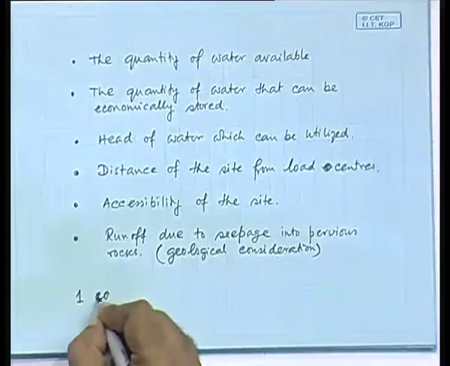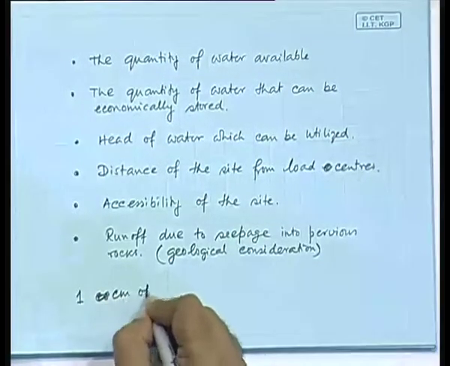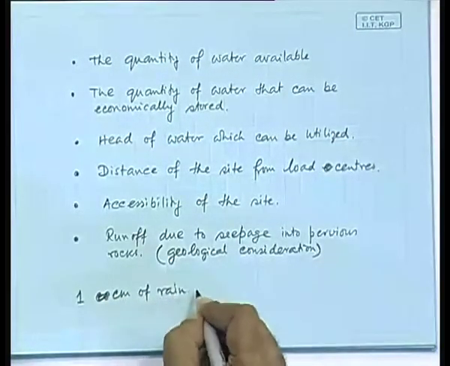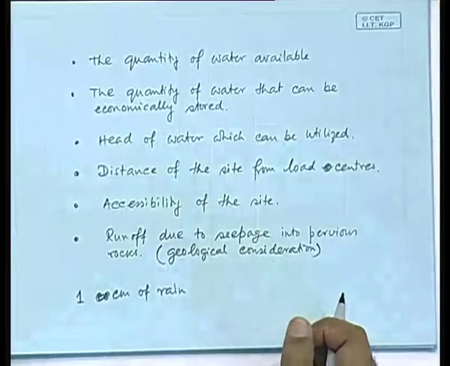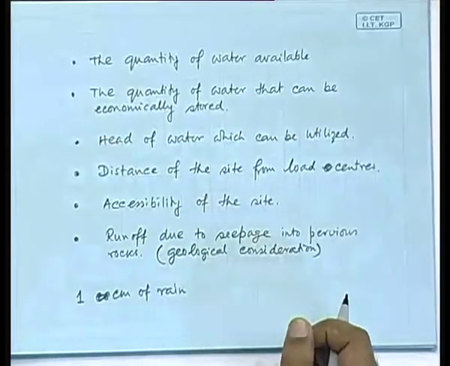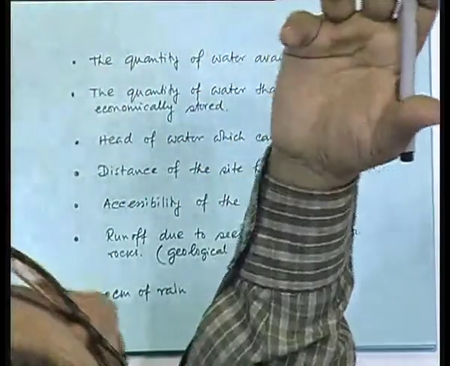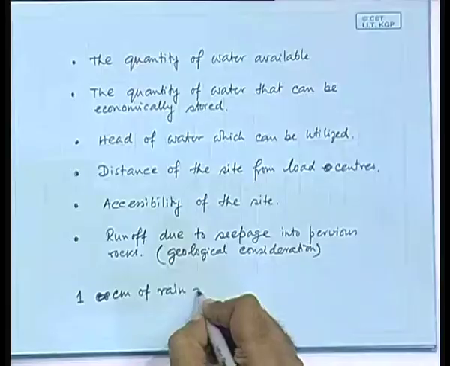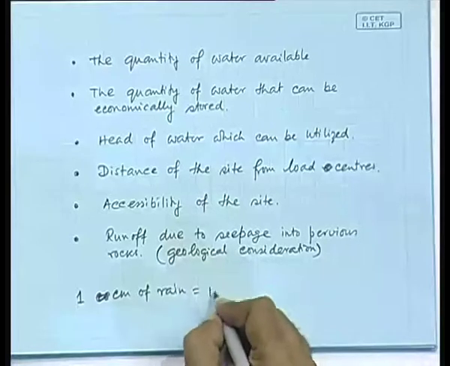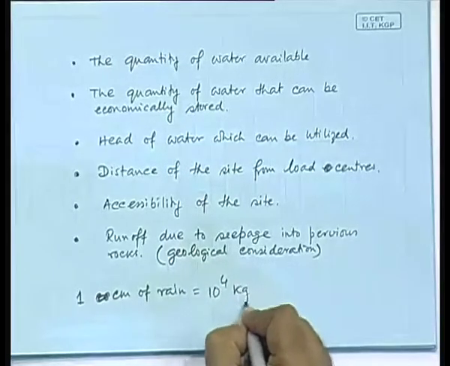For example, 1 cm of rain, how much water is that? You know that in every place the meteorological department says that so much rainfall was there. In what unit is it expressed? Centimeters. So, how much water is that physically? It has to be multiplied by the area. So, how does it translate? This will be about 10 to the power 4 kg per square meter.